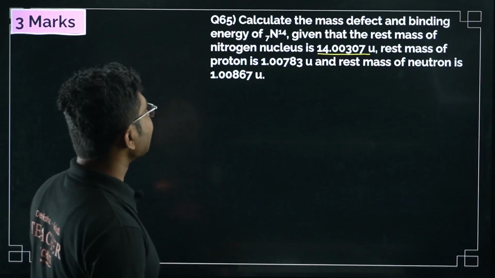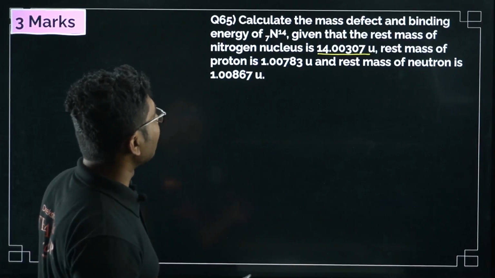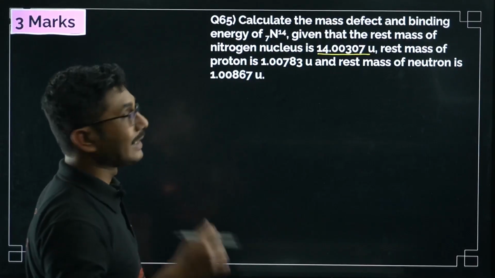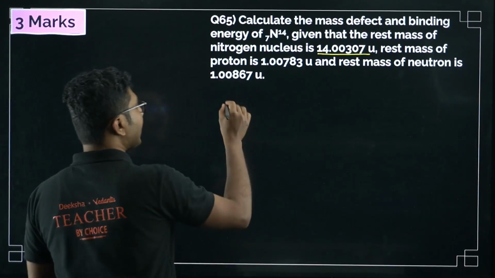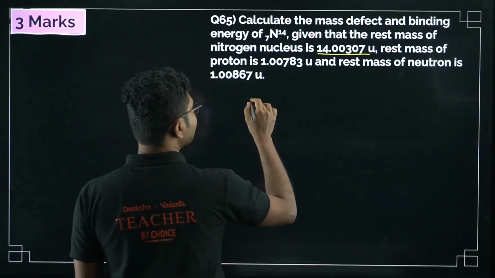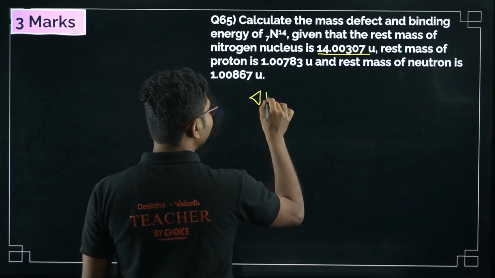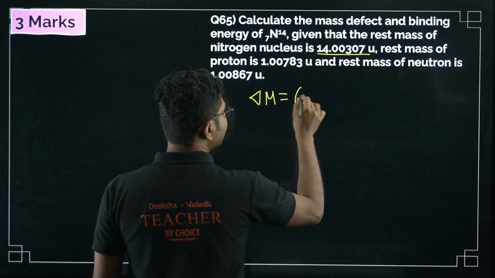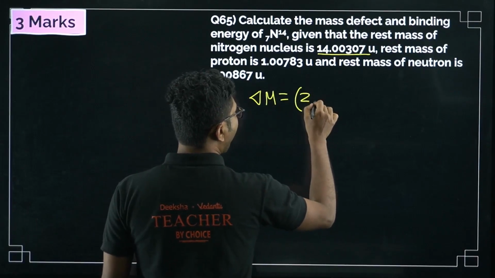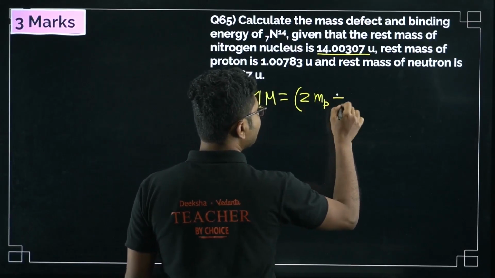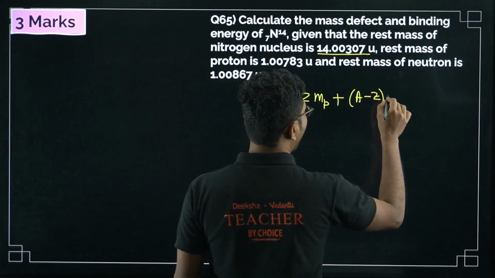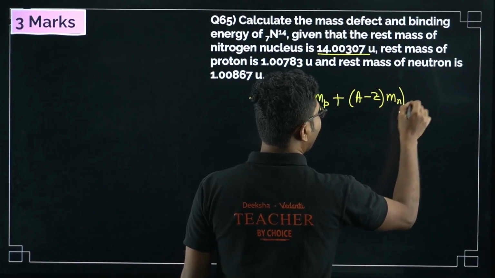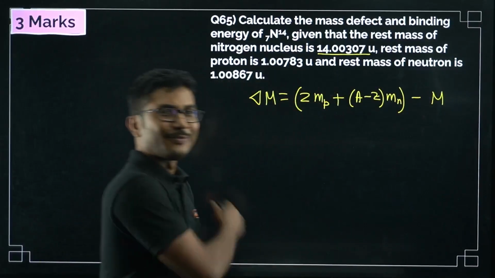Now, mass defect and binding energy. Sometimes they ask binding energy per nucleon also. First we will find the mass defect. So what is the mass defect? Delta M is equal to Z Mp plus (A minus Z) Mn minus capital M.